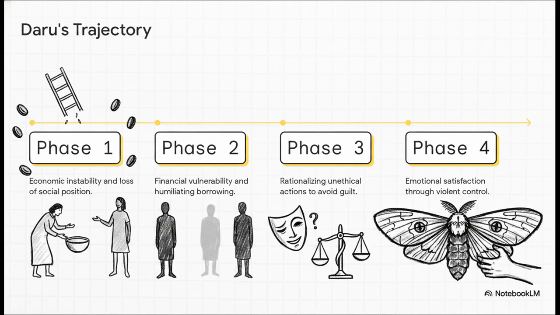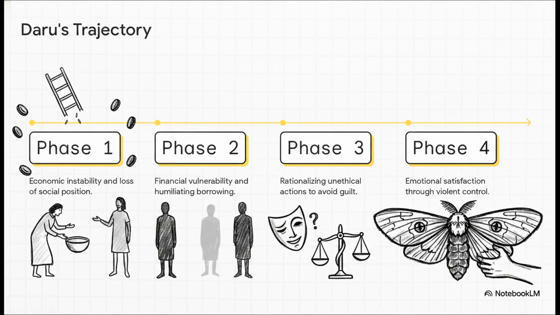Phase 1 hits him with severe economic instability, causing him to lose his social standing. That drops him right into Phase 2, massive financial vulnerability, where he faces the total humiliation of begging his wealthy peers for money. To cope with that shame, Phase 3 kicks in, and we see him rationalizing really unethical actions. Basically, he makes excuses for his bad behavior so he doesn't have to feel the guilt.